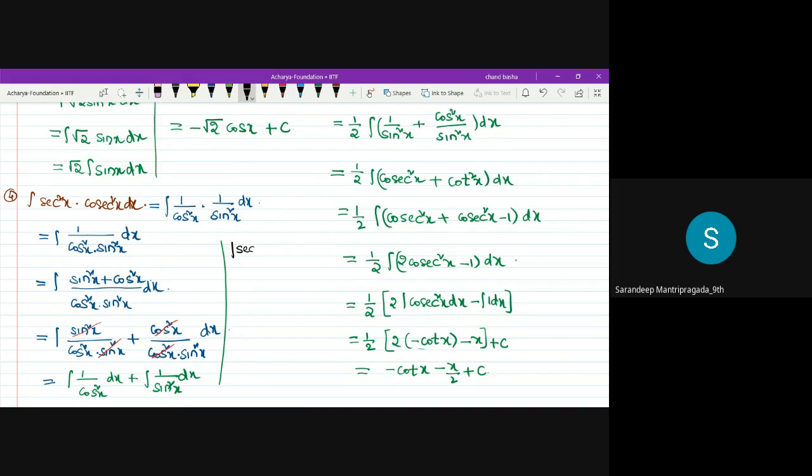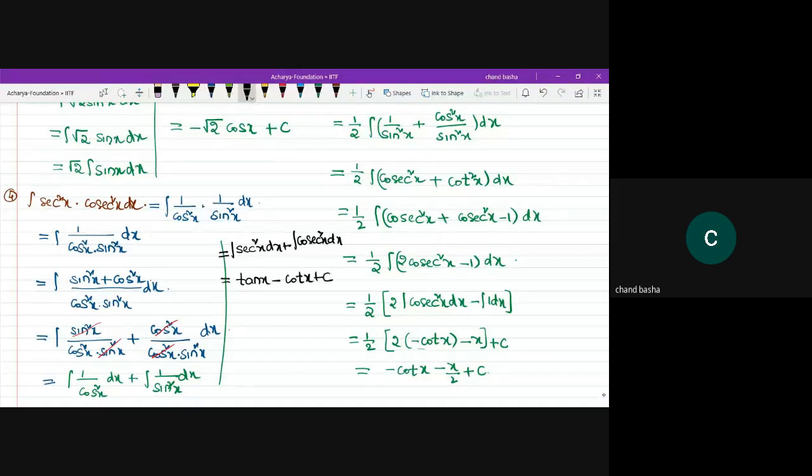So it equals integral secant square x dx plus integral cosecant square x into dx. Hope you can understand this step also. So in the given question, we had the product, but now we are getting it in terms of addition, f plus g. This is equal to integral secant square, which is directly tan x, plus integral cosecant square, which is minus cot x, plus c. Minus cot x plus c is the required answer.